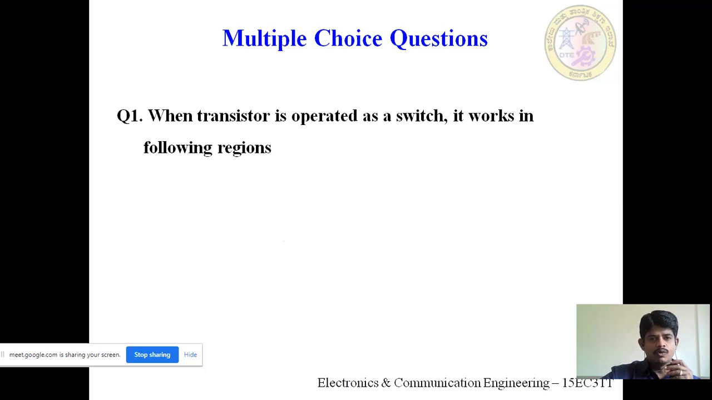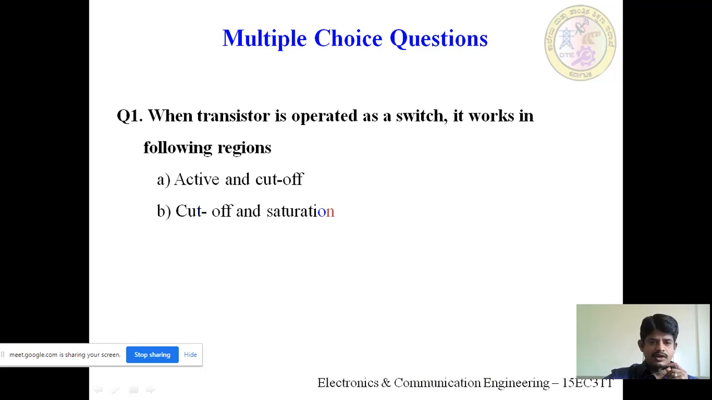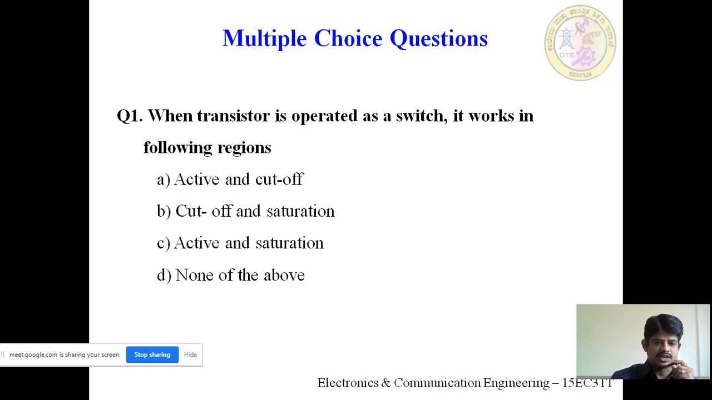Okay, once again we will go through the multiple choice questions. When a transistor is operated as a switch, it works in the following regions. Active and cutoff, cutoff and saturation, active and saturation, none of the above. Which one is the correct answer?